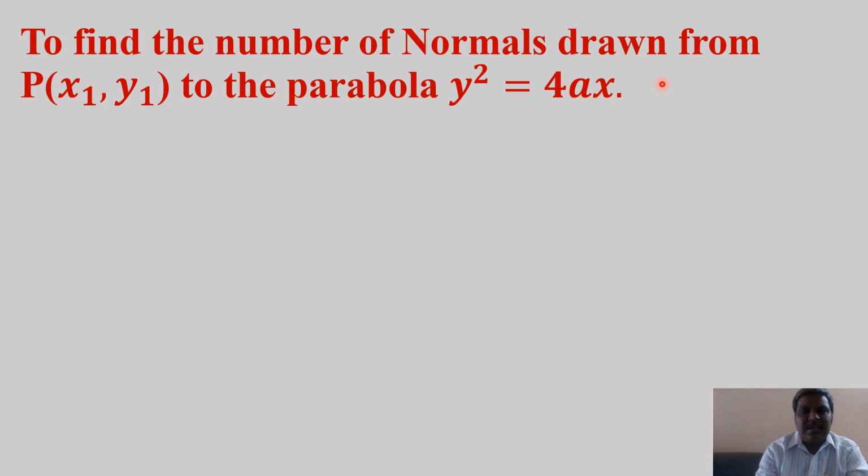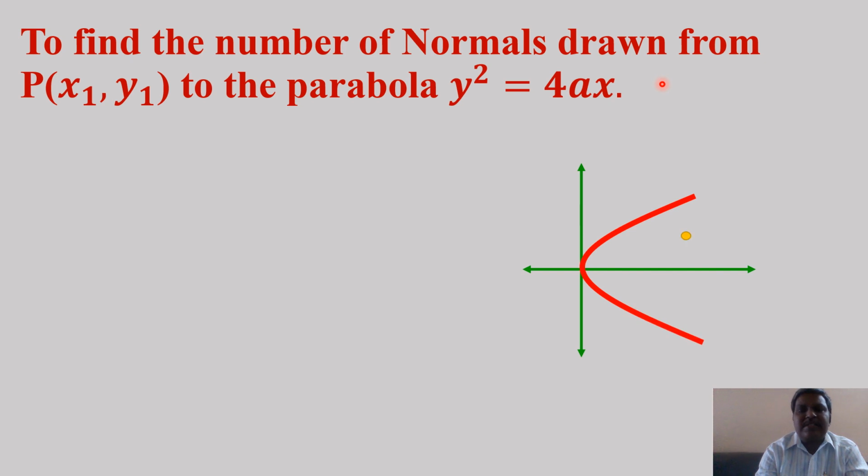See here, these are my coordinate axes. Consider the parabola y square is equal to 4ax. This is the parabola y square is equal to 4ax. This is my point P(x1, y1), the point (x1, y1) in the plane of the parabola. Now this is one normal, this is another normal, this is the third normal drawn from the point P, whatever it may be, point (x1, y1) to the parabola.